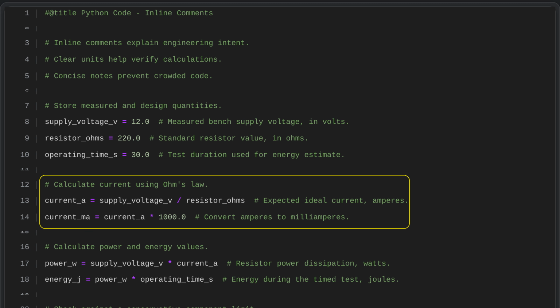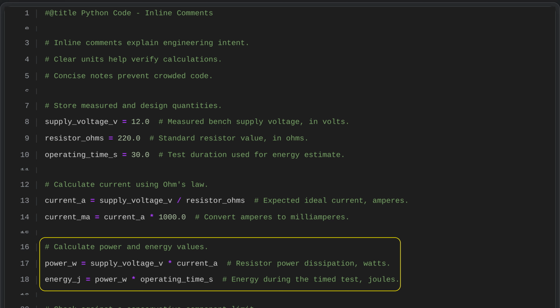Use Ohm's law to find the circuit current by dividing the supply voltage by the resistance. Then, convert the result from amperes to milliamperes by multiplying by 1000, which makes the value easier to compare with common electronic component ratings. Calculate the resistor's power by multiplying the supply voltage by the current, giving the rate of energy converted to heat in watts. Then find the total energy used by multiplying that power by the test time in seconds, giving the result in joules.